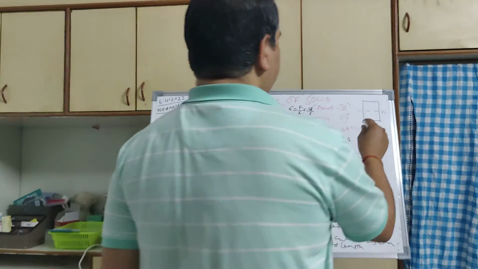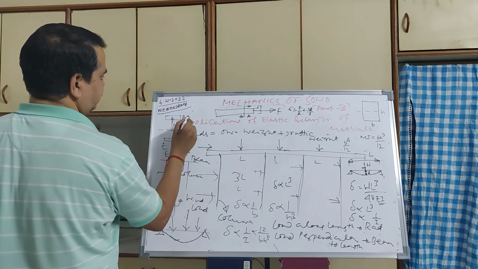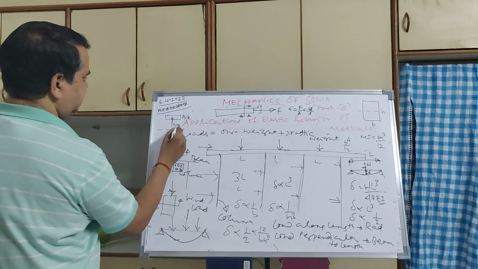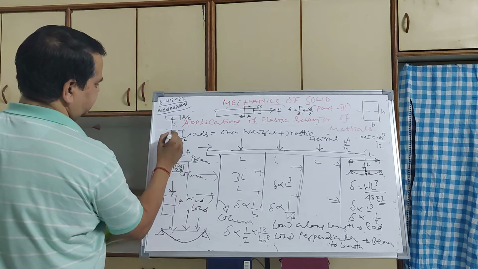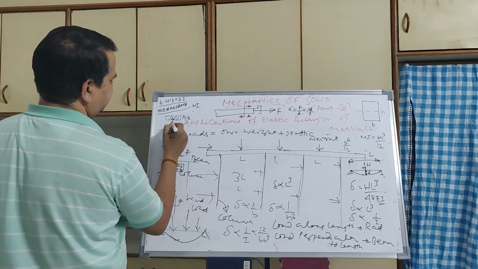Moment of inertia is otherwise called the second moment of area, like area into distance squared. The moment is equal to force into distance. Here it is like area. For example, say you have A by 2 here, A by 2 here, in this kind of structure. Let us say this distance is H and this is H. So the moment of inertia of this structure will be like this.